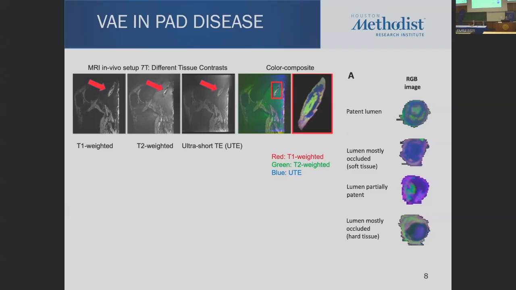So what's shown here on the upper left are, on a 7 Tesla Terra, so a human MRI scanner, acquired with a knee coil, lesions at the knee, below the knee. I mean, just next to the knee, I should say, right? There's a lesion here in the artery. T1 weighted, T2 weighted, and the most interesting one is the ultra-short TE.